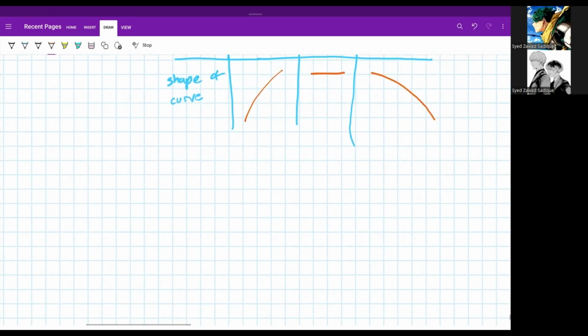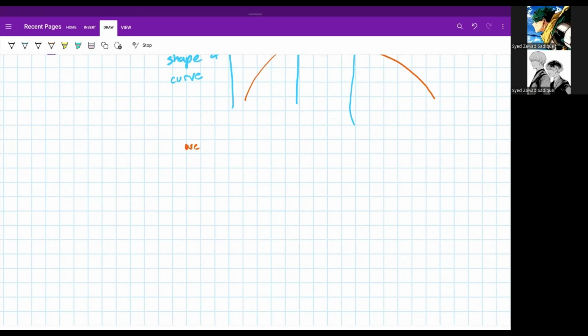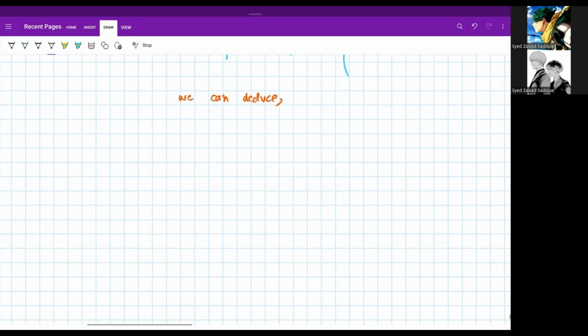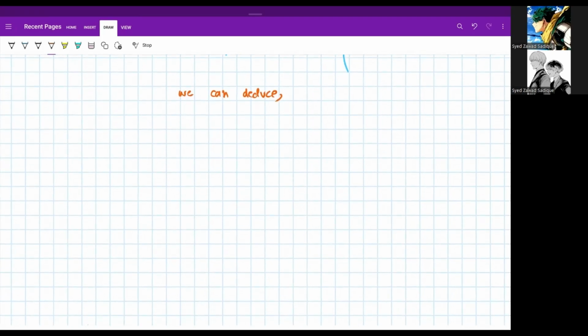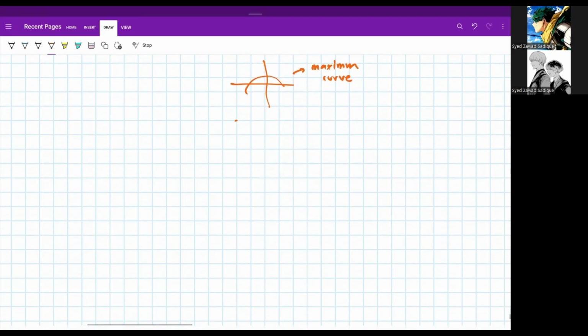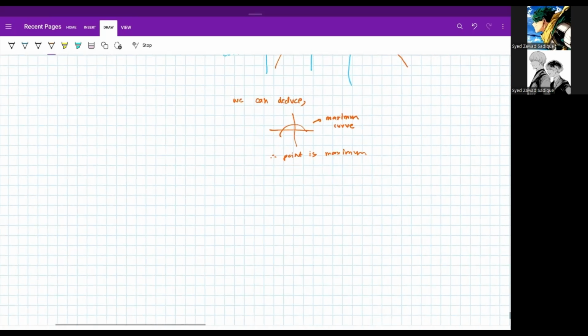Therefore, we can deduce the shape of the graph is like this, which is a maximum curve. Therefore, we can say point is maximum. Okay, that's it.